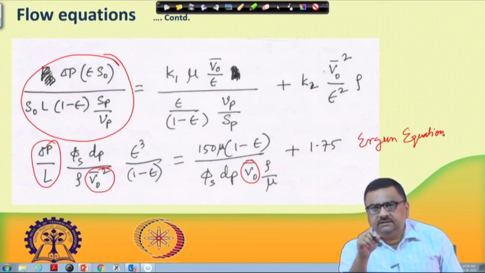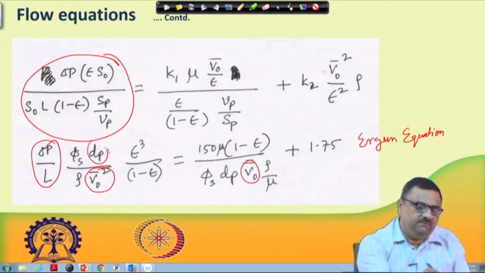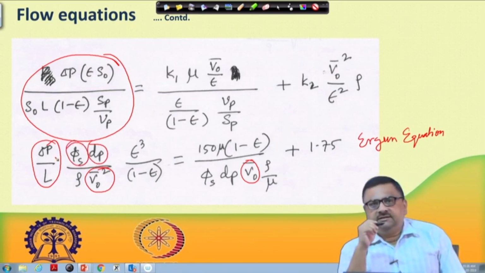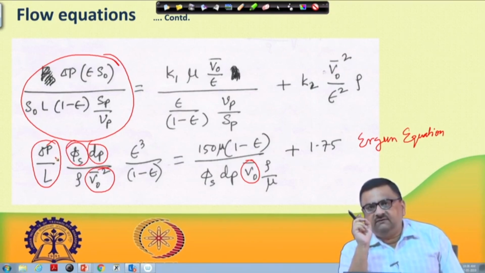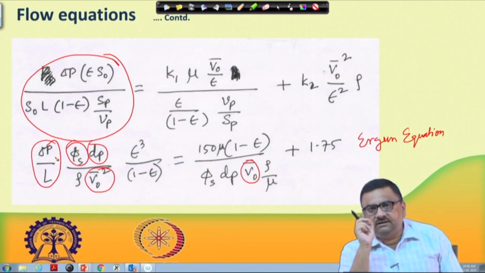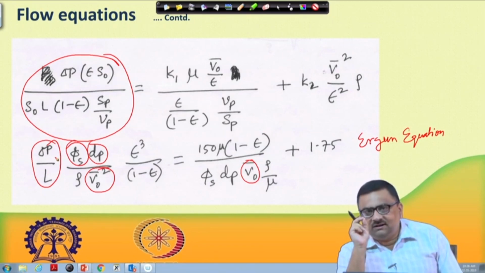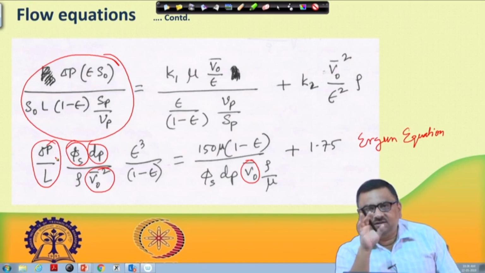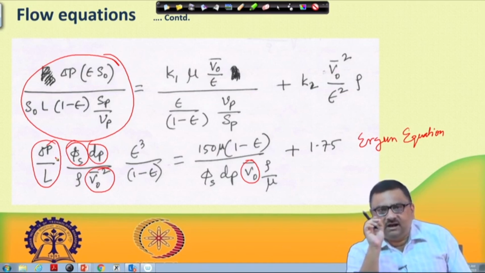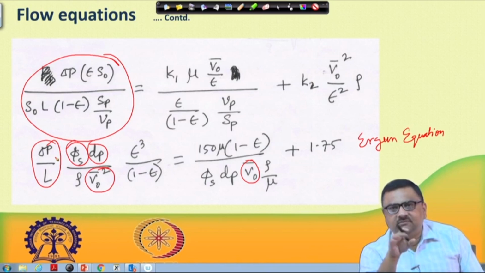Basically one needs to have good understanding of dp and phi s, which is the sphericity factor, and particle diameter. If someone has this information, then it is good to use this equation. So when it comes to a packed bed, where one has full control over what they are packing, what are the dimensions of the particles, what are the characteristics of those particles, whether it is spherical or non-spherical, when one has that full handle over those, then the Ergun equation is probably the best one.